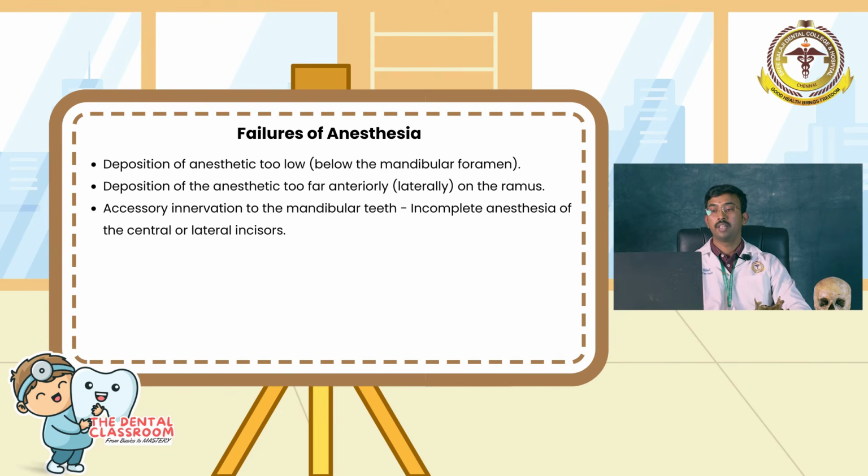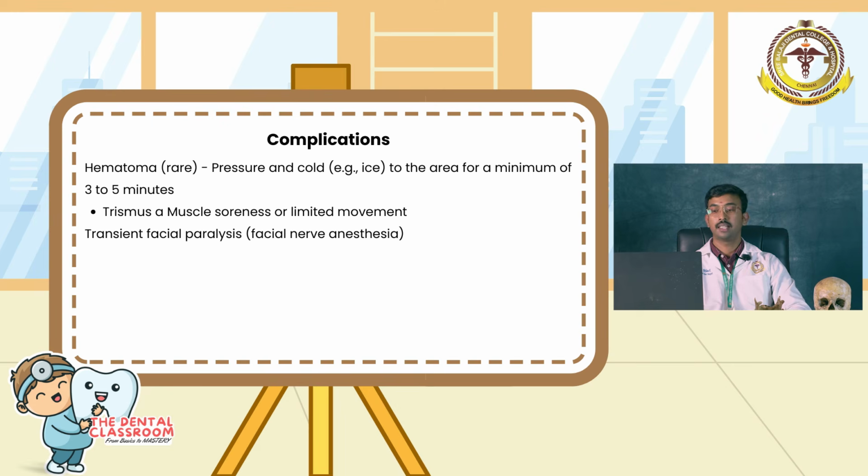The possibility of failure of anesthesia is due to deposition of anesthetic too low below the mandibular foramen, or deposition of anesthetic solution too far anteriorly, laterally on the ramus, and when there is accessory innervation to the mandibular teeth. The possible complications which can arise are hematoma, which is very rare, and if it arises, we have to apply pressure and a cold pack in the area for a minimum of 3 to 5 minutes. Trismus or muscle soreness can lead to limited movement, and transient facial paralysis.